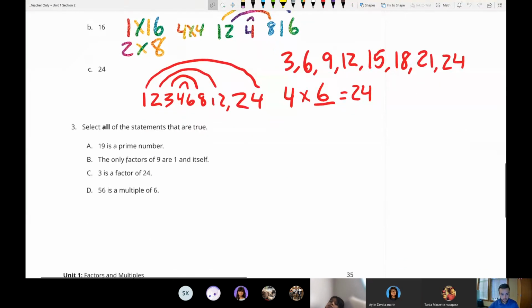Nice job. Let's look at 3. Select all the statements that are true. 19 is a prime number. Okay, well, if we try to do a factor rainbow, we have 1 and we have 19. Are there any other options for us for factors of 19? No, there are not. So that is true. B, the only factors of 9 are 1 and itself. So it's basically saying, is it true that 9 is a prime number?